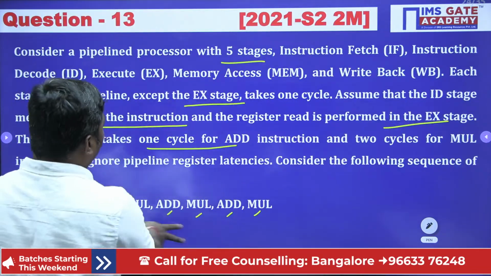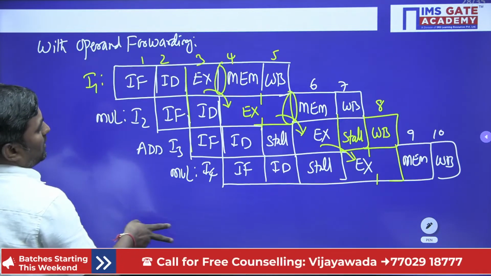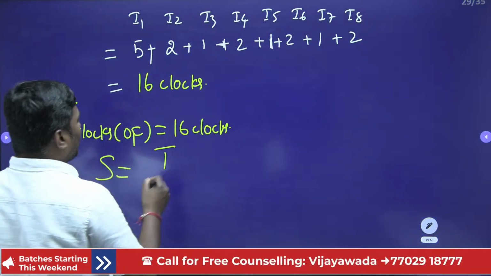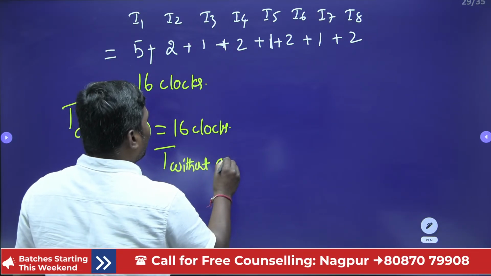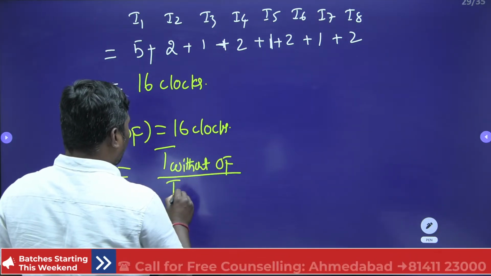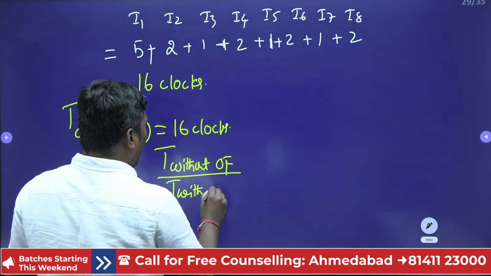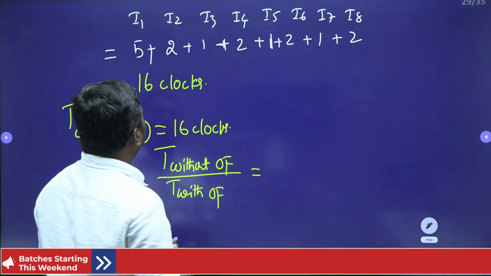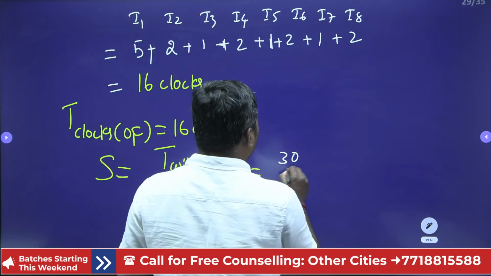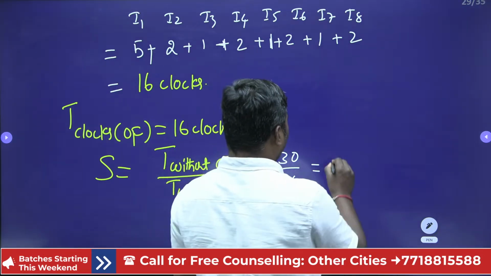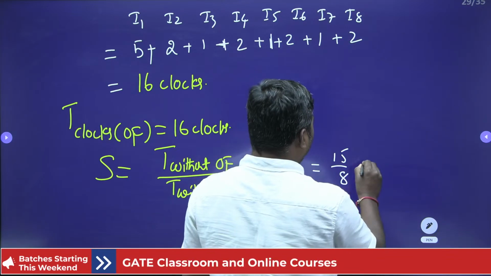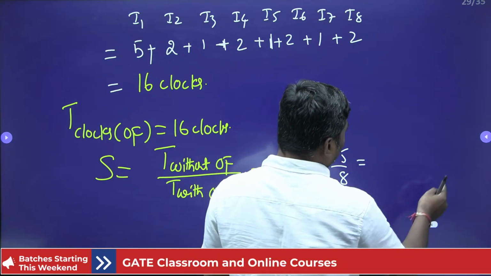No, in terms of clocks only we need to calculate, right? In terms of clocks only we need to calculate. Time without operand forwarding divided by time with operand forwarding will be 30 by 16. So 30 by 16, how much value will it be? 15 by 8.